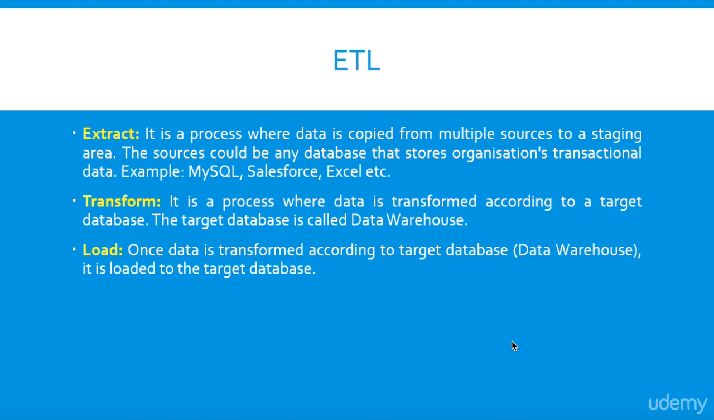Extract is a process where data is copied from multiple sources to a staging area. The sources could be any database that stores an organization's transactional data, for example, MySQL, Salesforce, Excel, etc. Transform is a process where data is transformed according to a target database. The target database is called a data warehouse. Once data is transformed and stored into a staging database, it is then loaded to the data warehouse.